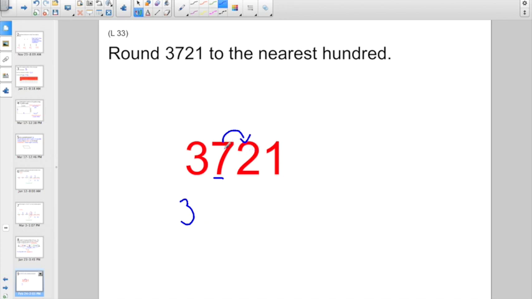So my two choices for an answer would be 3,700 or 3,800. Looks to me like the neighbor to the right is less than 5, so I'm going to keep it as 3,700 if I'm rounding to the nearest hundred.